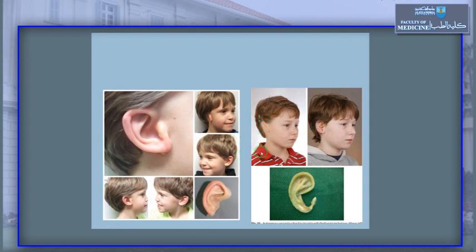The other way to do it is to implant metallic screws in the place of the auricle and to place a prosthetic auricle in its place, just matching the shape of the other auricle if the other auricle is normal, and matching the color of the skin of this child.